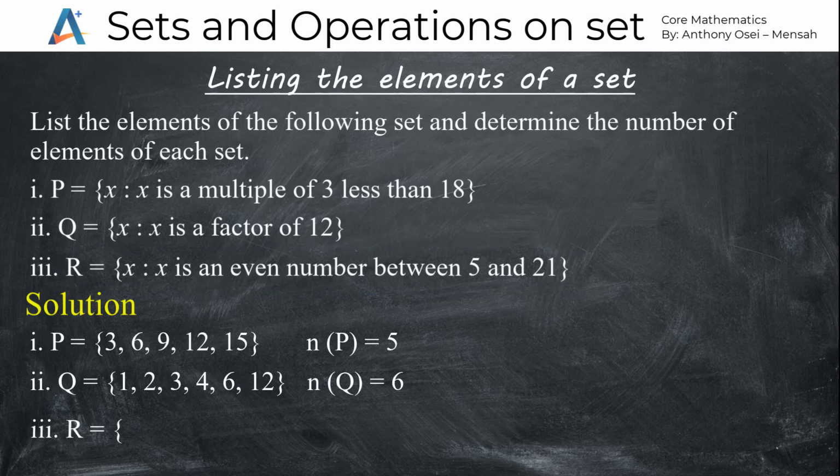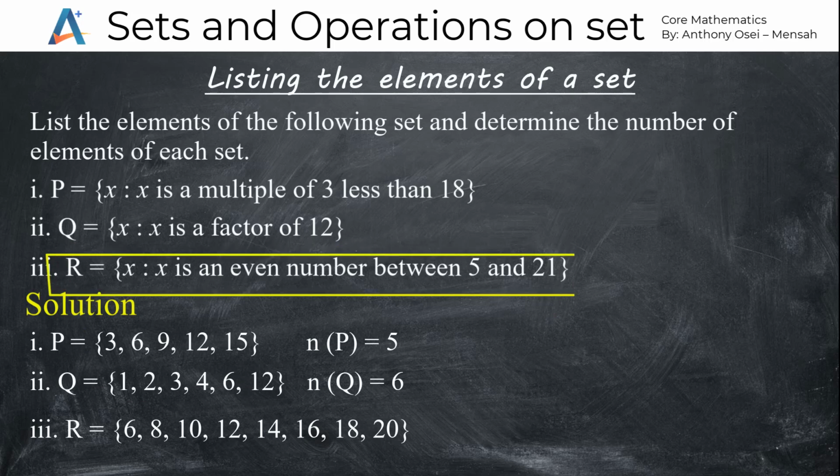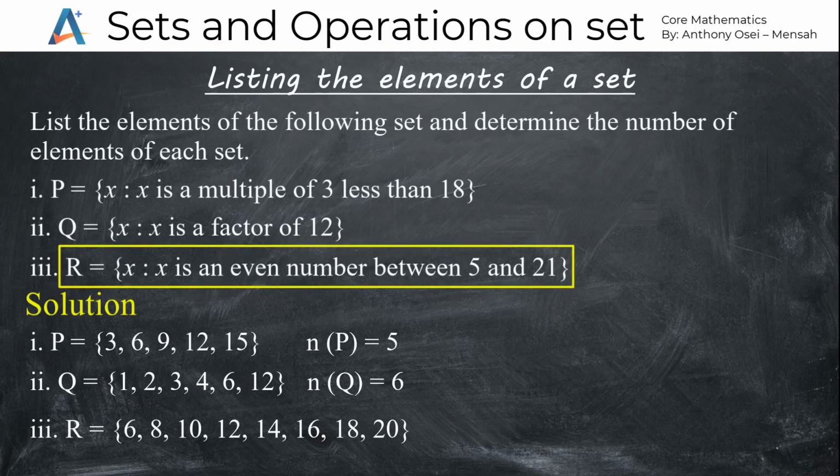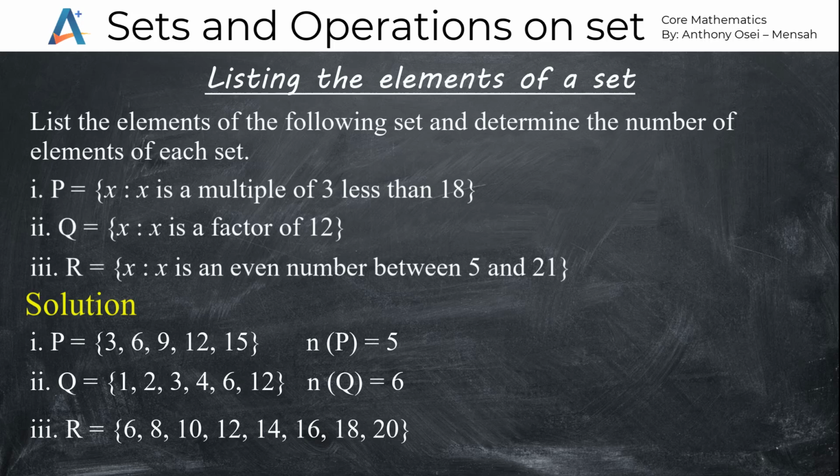Now from 5 we go to 6. So 6 qualifies. 7 is not part, so 8. 9 is not part, so 10. 11 is not part, so 12. 14, 16, 18, 20. We cannot exceed 21 because it ends at 21. And then if we are having 20 as the last one, then 20 should be the final one. Because when you exceed 20 or exceed 21, you are wrong. So we shouldn't exceed 20. Let's not even talk about 21. Let's hold it down to 20. Because between 5 and 21, we have 20 as the last one and 6 as the first one.